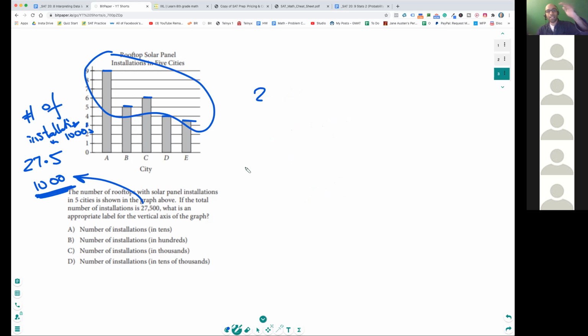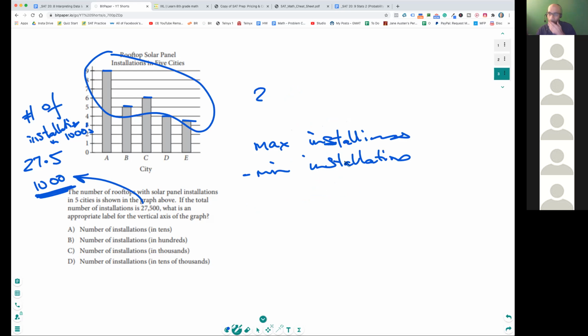Now my question for you is, what is the difference in the number of installations between the city which has the maximum installations and the minimum? So how would you do that? Max installations minus minimum installations. And remember, it's got to be some thousands. Don't give me 2 or 3 or some answer like that. So please try to find the difference between the max and the min. Well done, Ty.